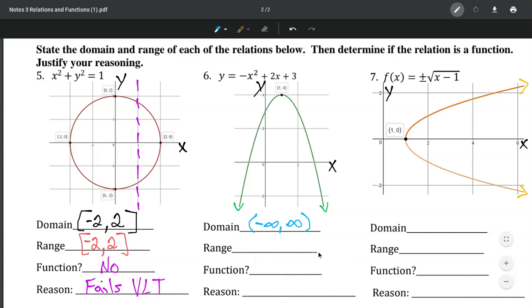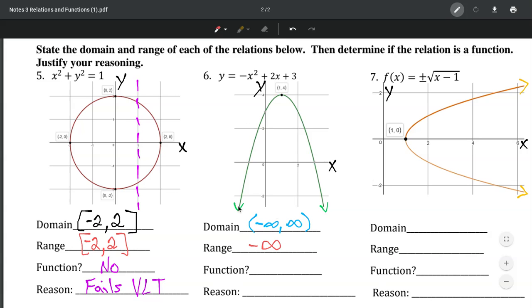Now, same idea for range. Follow the y-axis, which is vertical. How far down? What's the lowest downward we ever go? And what's the highest you ever go? For downward motion, remember we have these arrows that indicate we continue to go down forever. So our range, the lowest y value we ever get to, we never stop going down. The lowest y value is negative infinity.